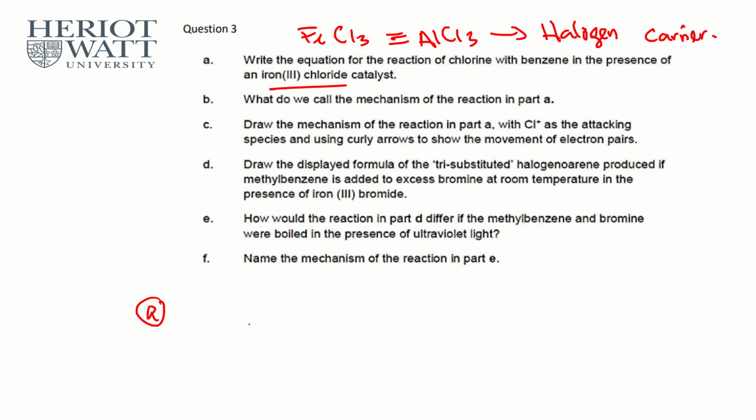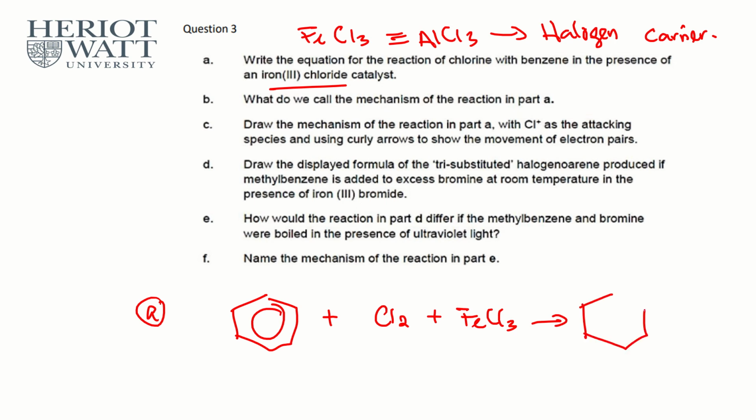So for part A, you may just write benzene, plus chlorine gas, plus FeCl3, to form this, chlorobenzene substituted with Cl, and plus, suppose, what are the products? Supposed to be FeCl4 minus plus H plus. You see that? So this is the balanced equation. All right, so this is what they want.